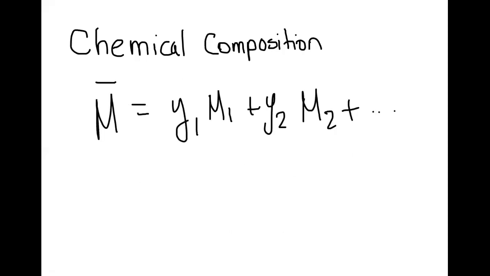The average molecular weight of a substance will be the composition, or the mole fraction, of component 1 times the molecular weight of that compound 1, plus the composition or mole fraction of component 2 times molecular weight 2, etc. So we are going to add up each mole fraction times the molecular weight.